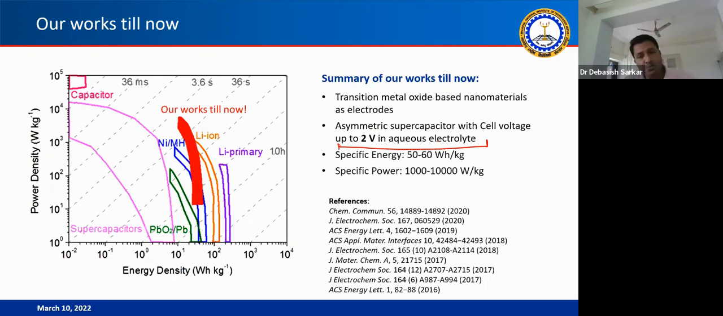And they show specific energy density within 50 to 60 watt-hour per kg, with a specific power density of 1 kilowatt to 10 kilowatt per kg, which is represented by this red marked area. This red marked area shows the results of our work so far, and how this performance compares with the other reported values of capacitors, lithium-ion batteries, and electrochemical capacitors in this Ragone chart. This is the Ragone chart.